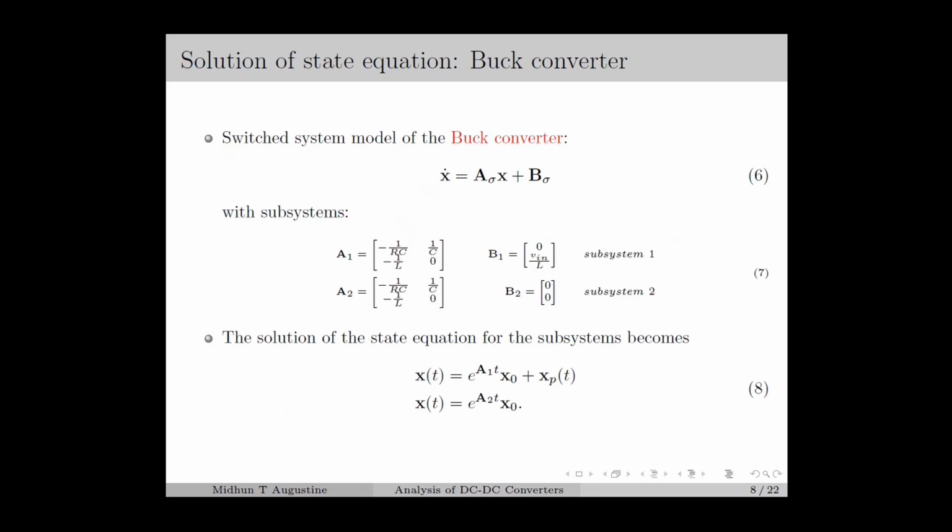Whereas for subsystem 1, we have B1 not equal to 0. Hence, the solution will be x of t equal to e raised to A1 t x0 plus xp of t, where xp of t is the particular solution due to the affine term B1.